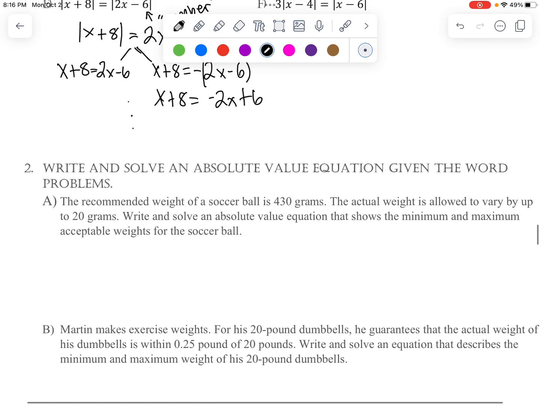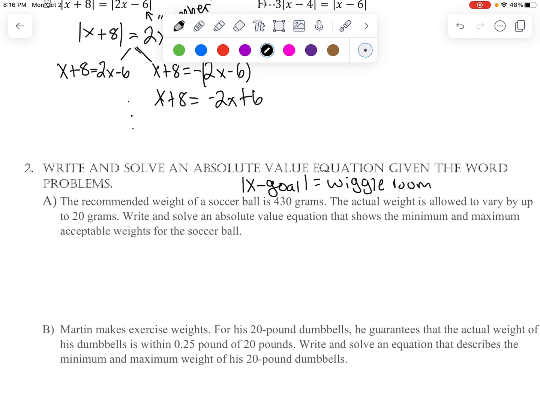Okay. Word problems. They work the same as absolute value equations, but your setup has to be correct. Otherwise, you screw up. So x minus goal is equal to our wiggle room. For this word problem, I'm going to do with y'all: the recommended weight of a soccer ball is 430 grams. What that means is that is our goal. We will have x minus 430, because that is telling us I want my soccer balls to be around 430 grams or they're not legal to play with.